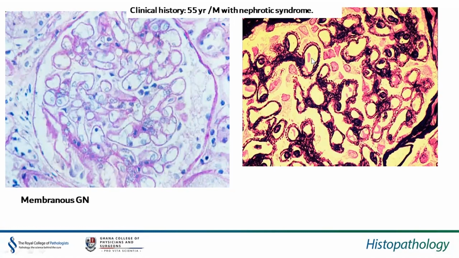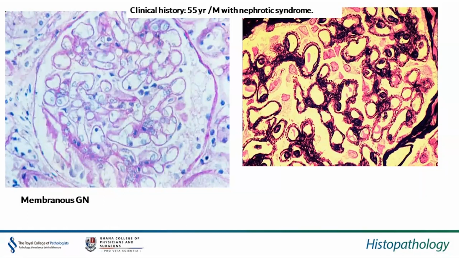And what is this? This is a silver stain of membranous, and you can see these characteristic spikes. Now, are these spikes the deposits of membranous? No, they are not. Deposits of any glomerular disease, the immune deposits, do not stain. They are not silver positive. In fact, they may stain with Masson. They may have a pink fuchsinophilic color with Masson, but they are not silver positive. So what do these spikes represent?